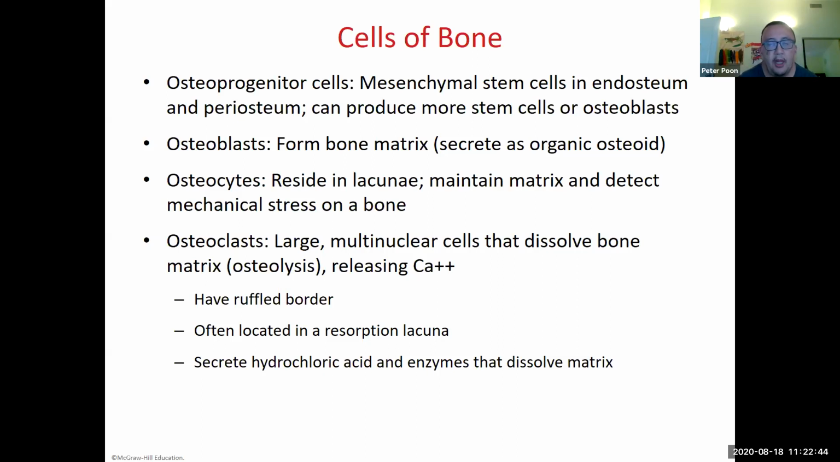The last but not least is osteoclasts. Osteoclasts are large multinucleated cells that actually break down bone, and they release calcium. So when your body needs calcium, it will release these osteoclasts and get them to chew up a little bit of bone and release calcium.